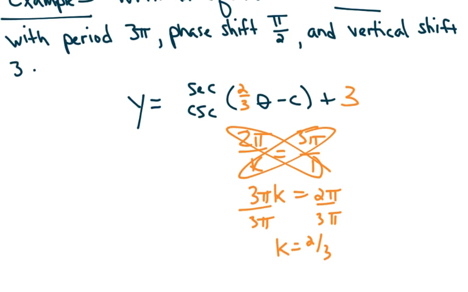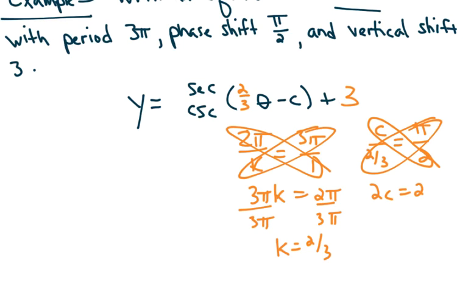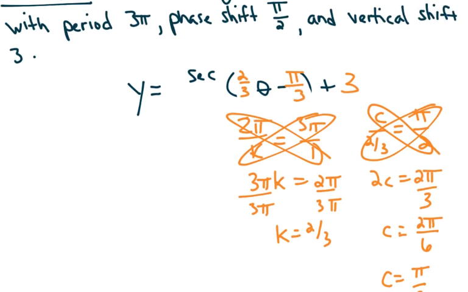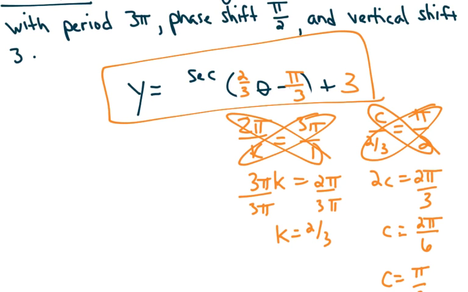And the last thing is, remember, we set C over K equal to the phase shift, which is why you had to find K first, because otherwise you couldn't do this problem. So we're going to replace K with 2/3, and again, it's a proportion, cross multiply. I get 2C is equal to 2 pi over 3. And 2 pi over 3 divided by 2 is 2 pi over 6, and 2 pi over 6 reduces to pi over 3. So now I'm going to replace this with pi over 3, and I know which type of function it is, so this is our equation.